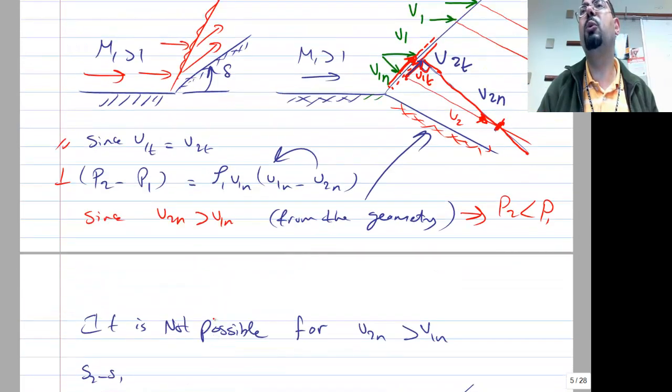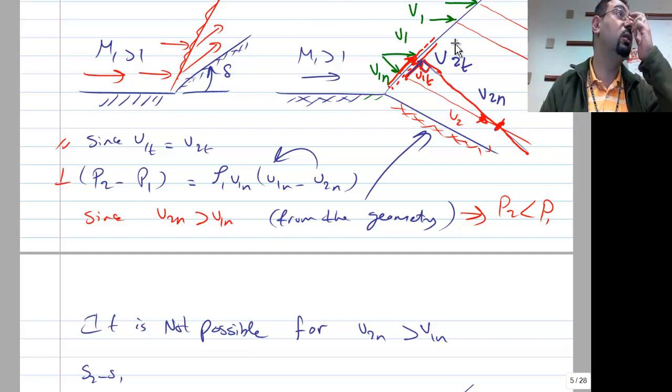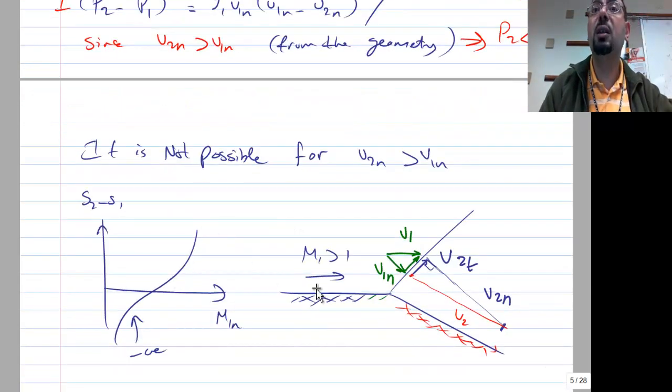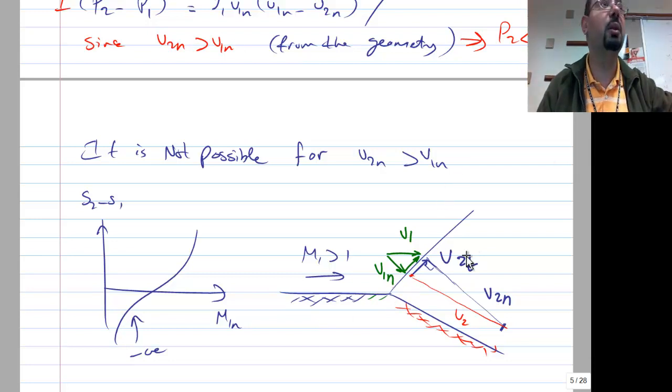And if you remember when we were solving an oblique shock wave, we had two mathematical solutions. One of them increased the entropy, the other one decreased the entropy. One of them we rejected because the entropy cannot decrease in an adiabatic flow. So for the same reason, if you make V2n bigger than V1n, that will basically make the entropy negative. So it cannot happen in an adiabatic flow. The entropy cannot decrease. Therefore, this is impossible to happen based on the second law. All right?